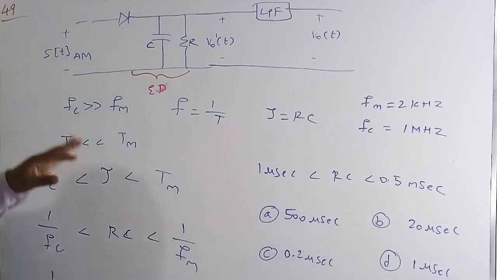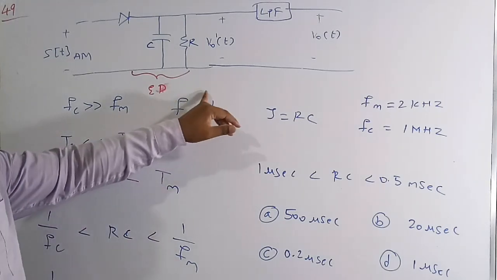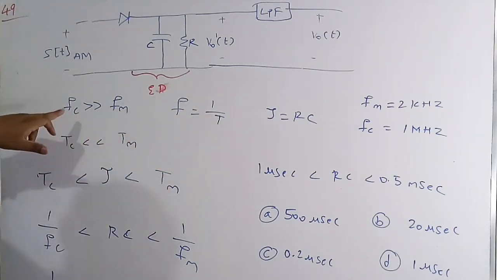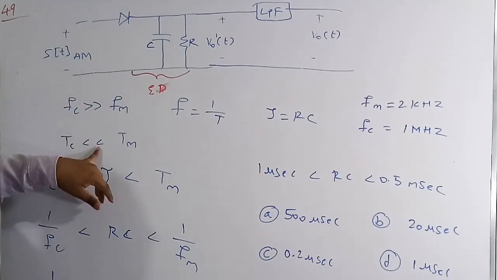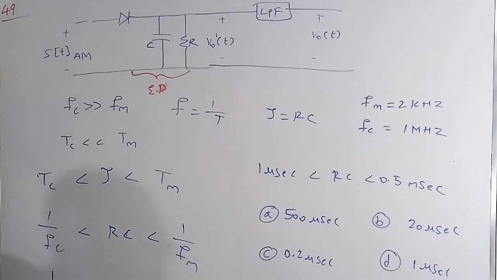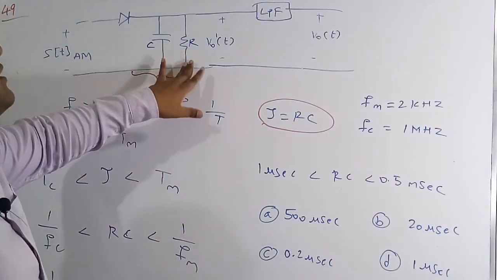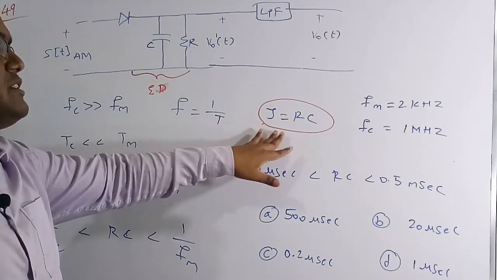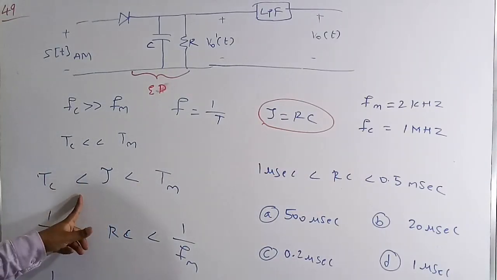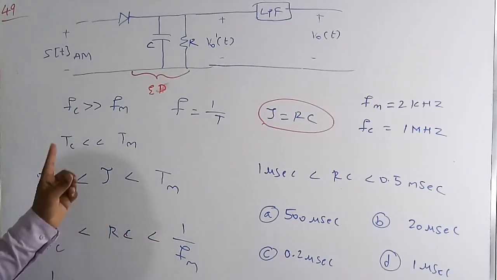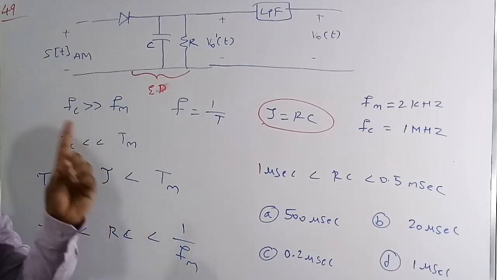Now here, always the frequency of the carrier is greater than the frequency of the message signal. Frequency is nothing but 1 by T. Therefore if fc is greater than fm, then inversely the time period of the carrier signal is always lesser than the time period of the message signal. So the time constant of the envelope detector, tau, is equal to R into C. This time constant RC always has to lie between TC and TM. Only then can we get the output signal; otherwise we are not going to get the output as a pure message signal.